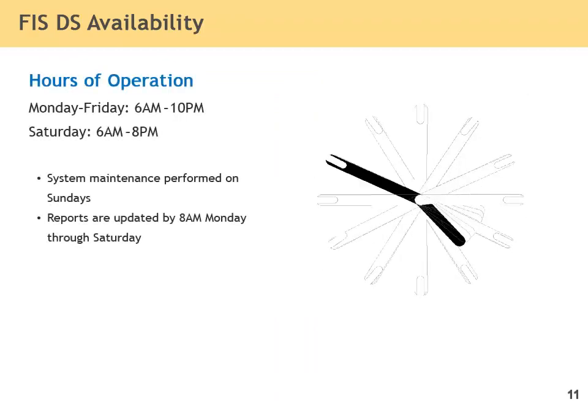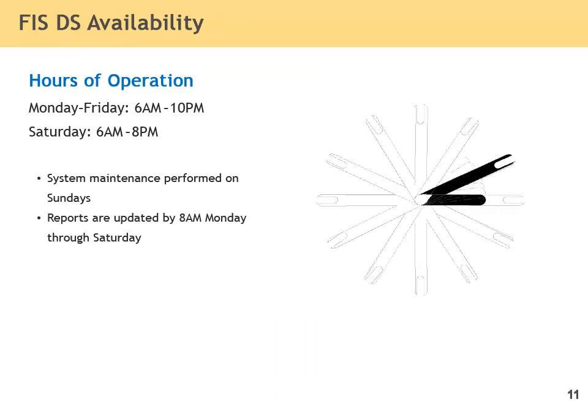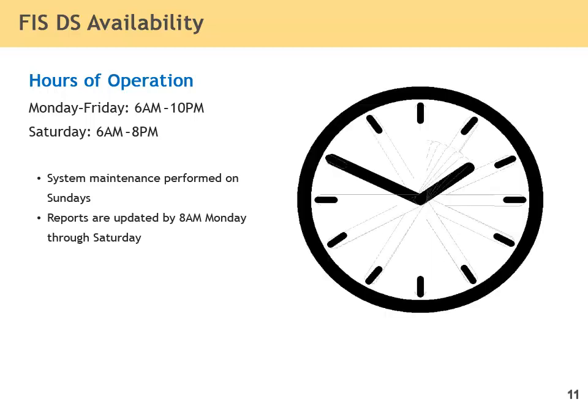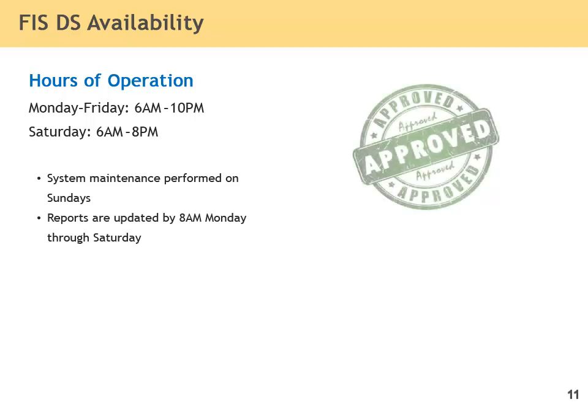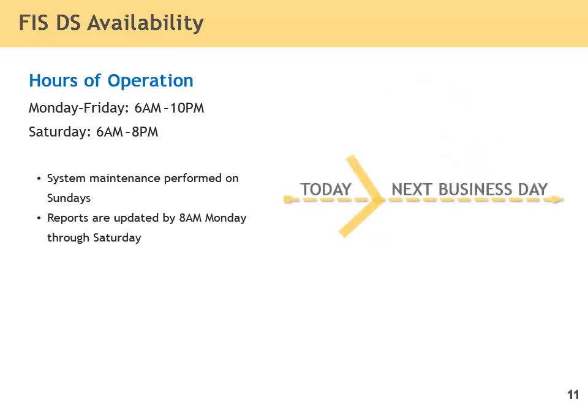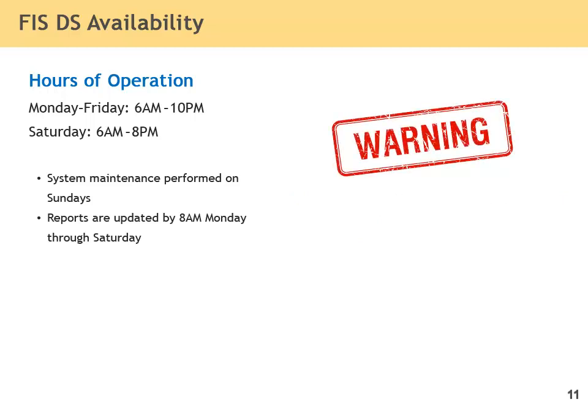FIS DS hours of operation are Monday through Friday from 6 a.m. to 10 p.m. and Saturday from 6 a.m. to 8 p.m. All fully approved financial transactions from the previous business day will generally appear in DS by 8 a.m. Keep in mind that transactions approved today won't appear until the next business day in FIS DS. If reports aren't updated, there will be an advisory message in the DS homepage indicating what reports are affected.